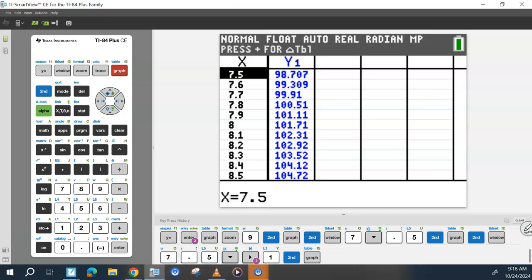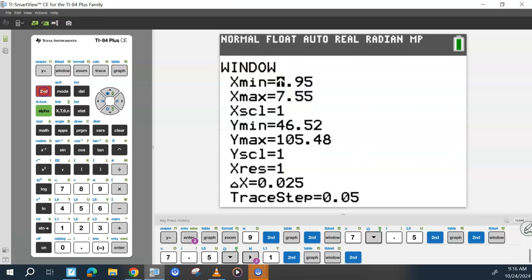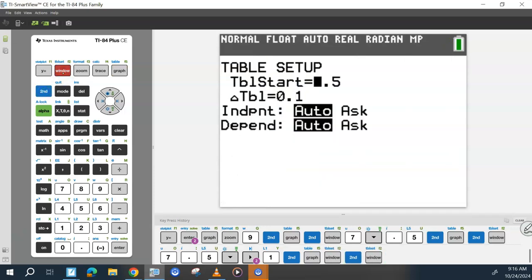I could keep going back and changing that to 0.01, 0.001 to find that exact decimal. I'm not going to do that today, but you could in your free time if you want. To put the calculator back to normal, I'm going to go back, second window, and change this back to 7 and back to 1.